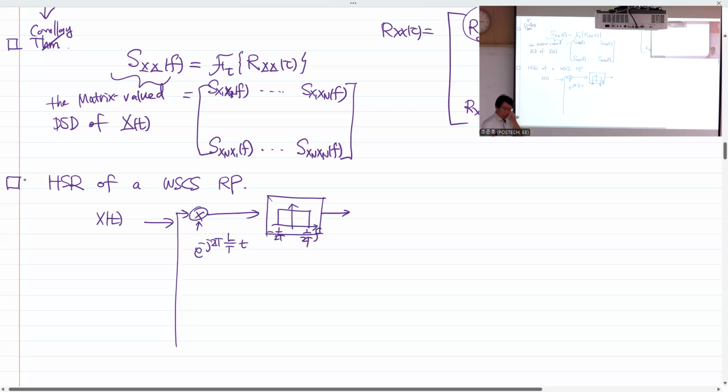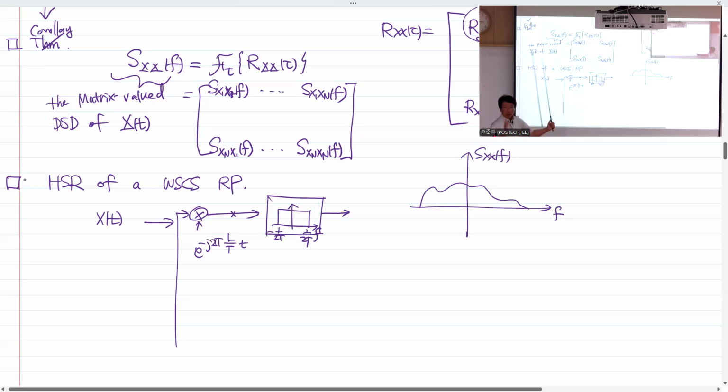So first, x of t is downshifted in the frequency domain by capital L times 1 over t, right? You see this is the shifting frequency, 2 pi ft, right? This corresponds to negative f. So suppose you have the power spectrum of x, looks like that. Then what happens here?